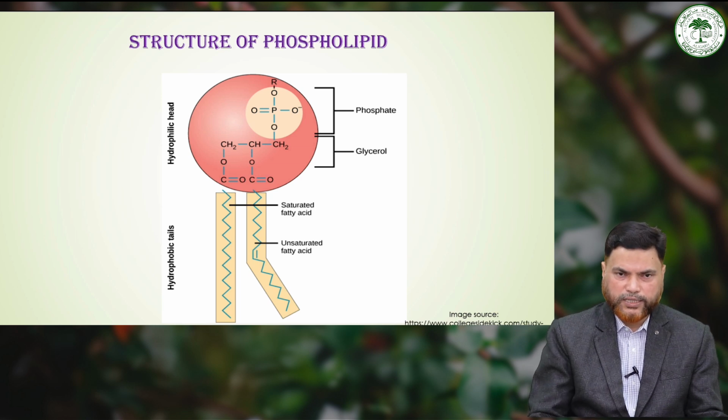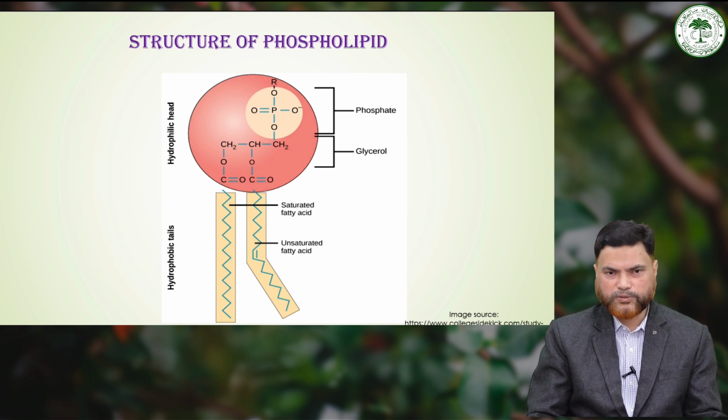In the slide, you see that phospholipids are made up of four components: an alcohol like glycerol or sphingosine, then fatty acids, and another alcohol attached to the phosphate. The fatty acid part is generally hydrophobic, while the rest of the molecule is hydrophilic. This part provides the hydrophobic nature of the lipid bilayer, and this one is hydrophilic.